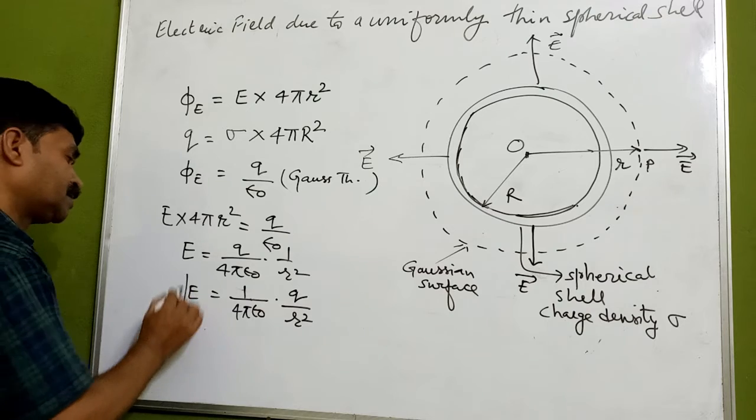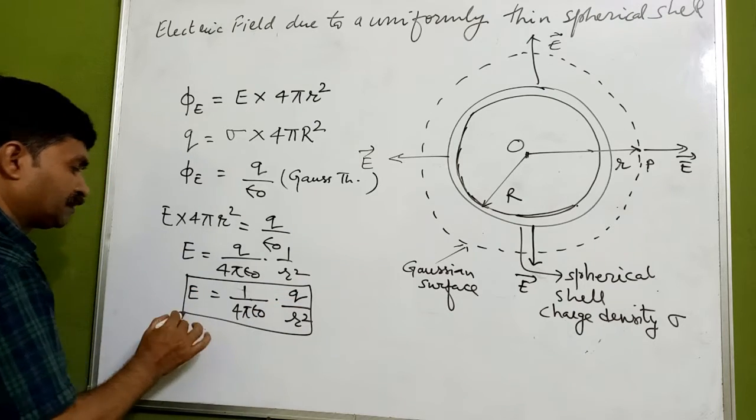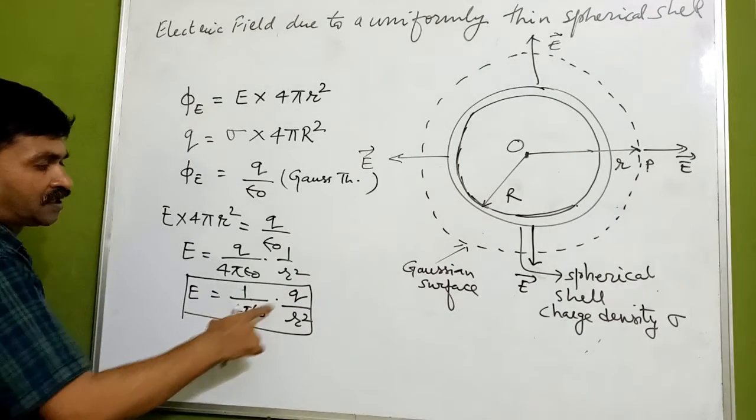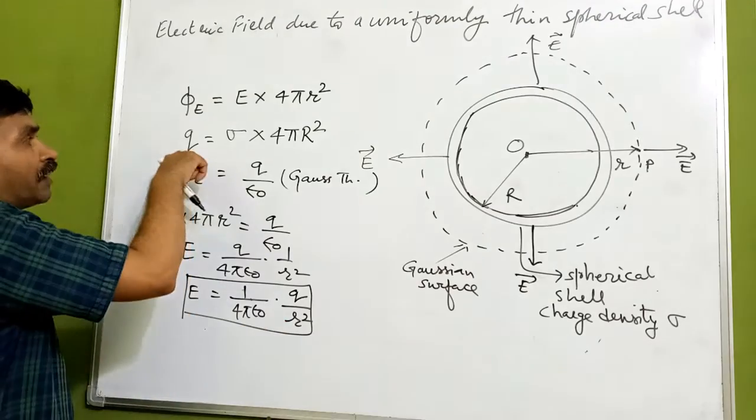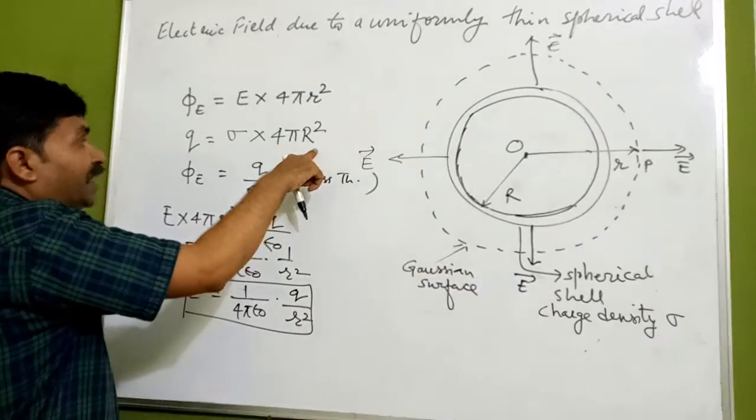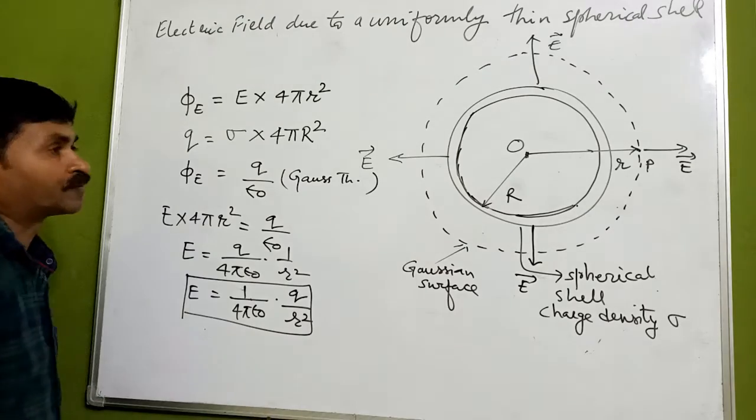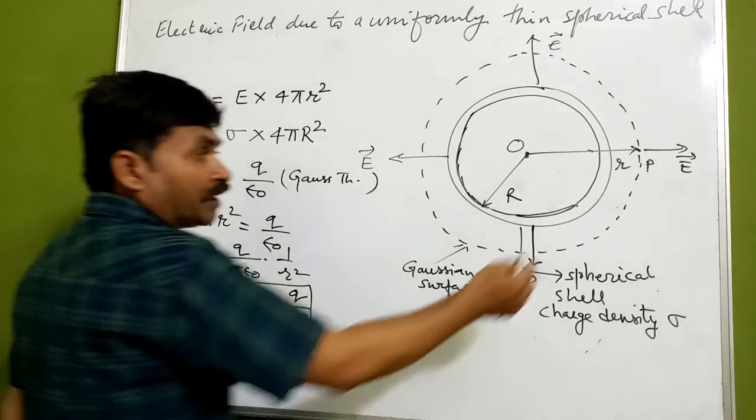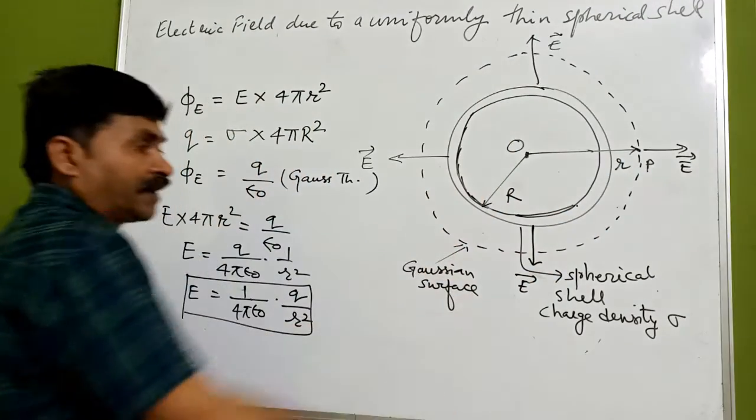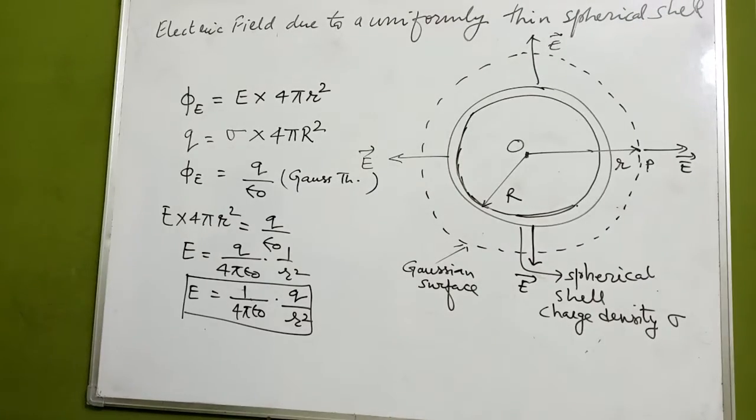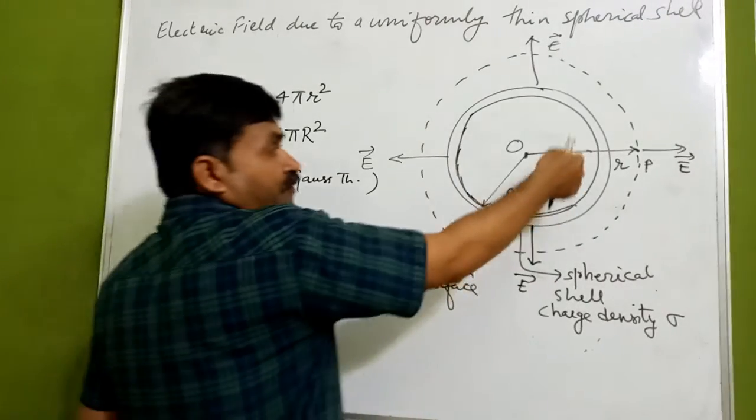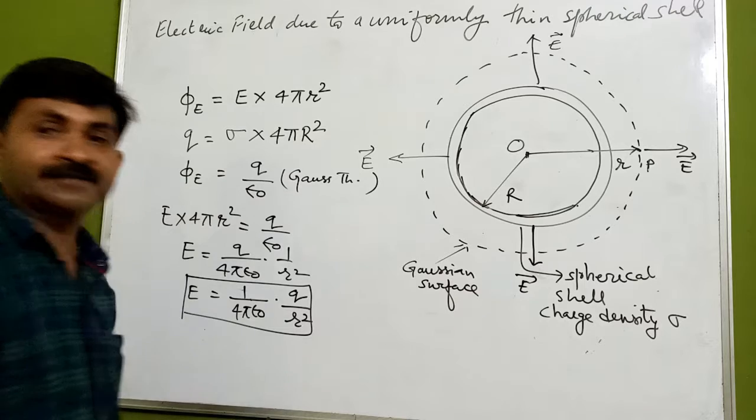Now we have this relationship, E is equal to 1 upon 4 pi epsilon naught Q upon r square, and the value of Q we can calculate with the help of sigma into 4 pi r square. So the electric field at the Gaussian surface seems as if the charge is concentrated at the center.